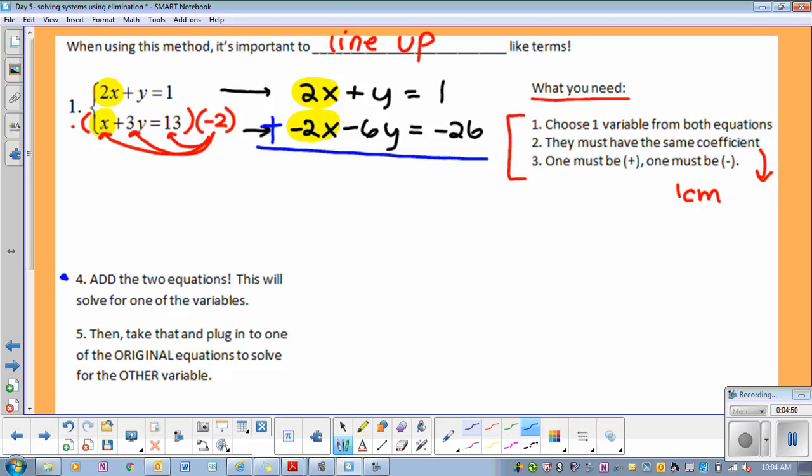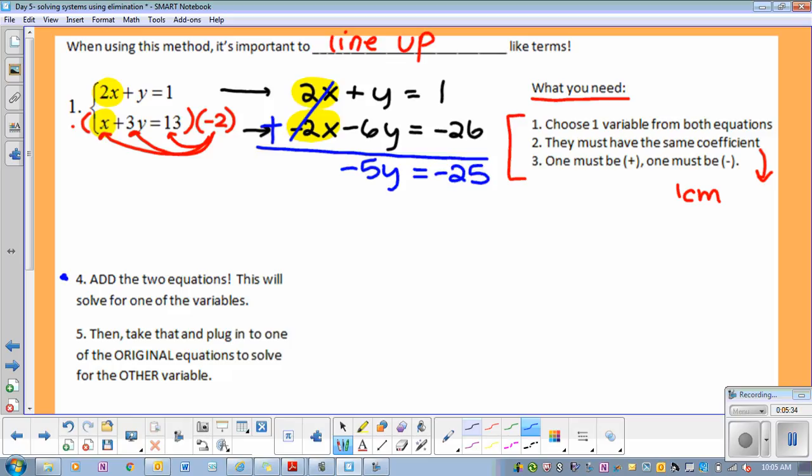What is 2x plus a negative 2x? 0. What's 2 plus a negative 2? 0, or 2 minus 2. Oh, it's addition. Right? Yeah. So it got eliminated. You see, the elimination method. It eliminated the variable that we fixed. Does that make sense? But then what is this? 1y plus a negative 6y. What's 1 plus a negative 6 or 1 minus 6? Negative 5y equals, what's 1 plus a negative 26? Negative 25. All right.